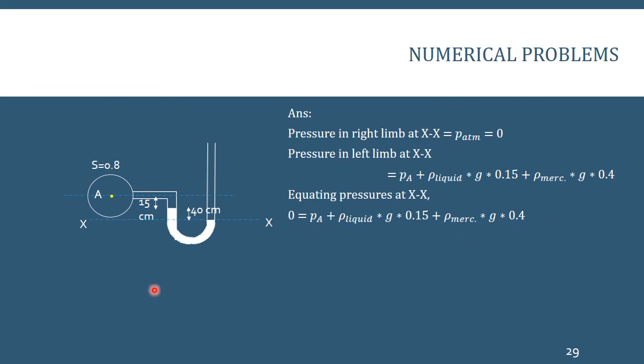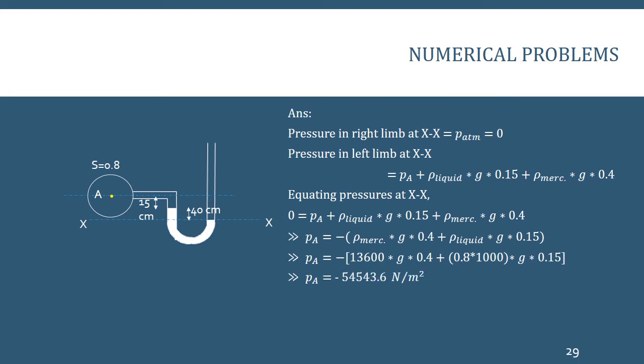On solving, I know everything in this equation except for PA. Everything else is known to me. And so when I solve it, I will get the pressure at A to be equal to negative 54,543.6 Newton per meter squared. And I hope that this has now become simple to you.